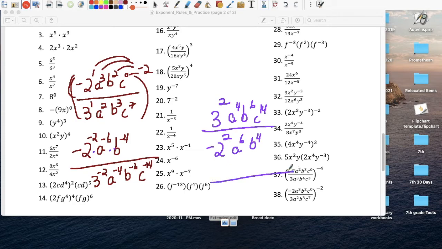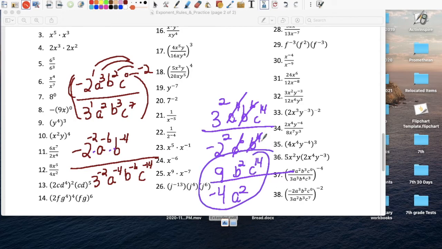So let's simplify. 3 to the 2nd power is 9. This is going to be -4 on top. A4 on the top, A6, so we're going to have A2 here left over. B6 and B4, so we're going to have 2 B's on the top. And C to the 14th. Final answer.